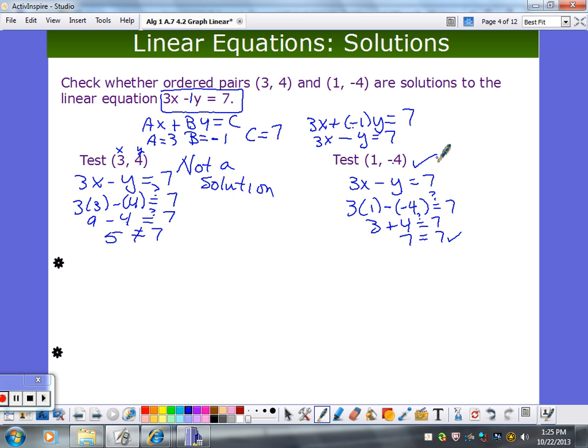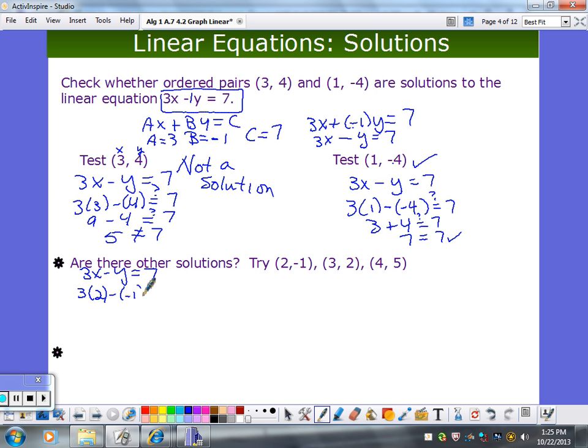Is it the solution, or are there others? Let's try some other points. Let's try 2, negative 1. So again, I've got 3x minus y equals 7. I've given an x of 2, and I'm given a y of negative 1. Does that equal 7? So again, be very careful when you have negative x's or negative y's. 6 minus minus 1, what's this the same as? Plus 1. And that is 7. So is 2, negative 1 a solution to this linear equation?